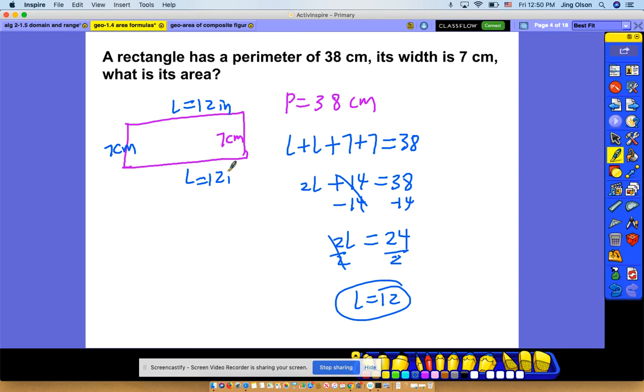You can go back and check your answers, okay? 12 plus 12 is 24. 7 plus 7 is 14. 24 plus 14 is 38. So your answer is right. Okay, so the length is 12 centimeters and the width is 7 centimeters. So the area will be length times width. 12 times 7, which is 84. 84 centimeters squared.